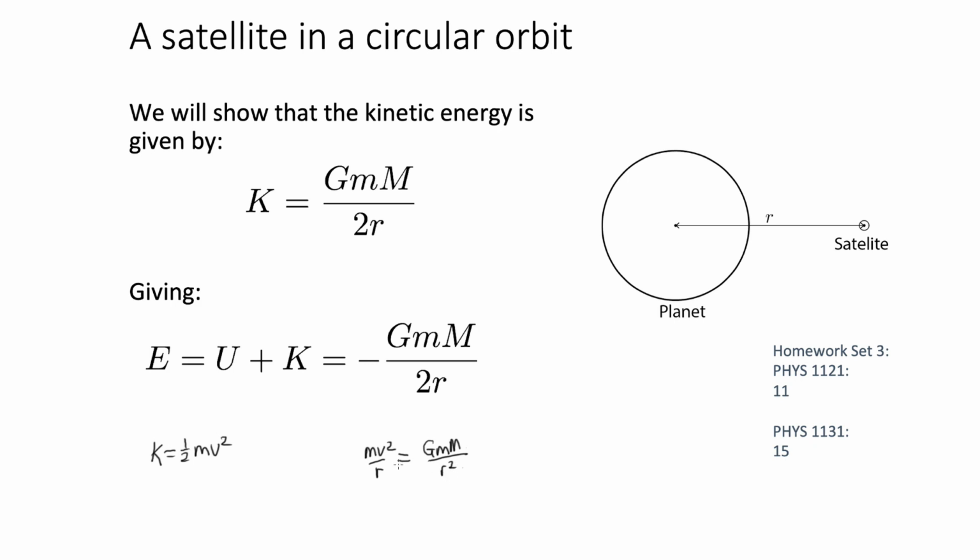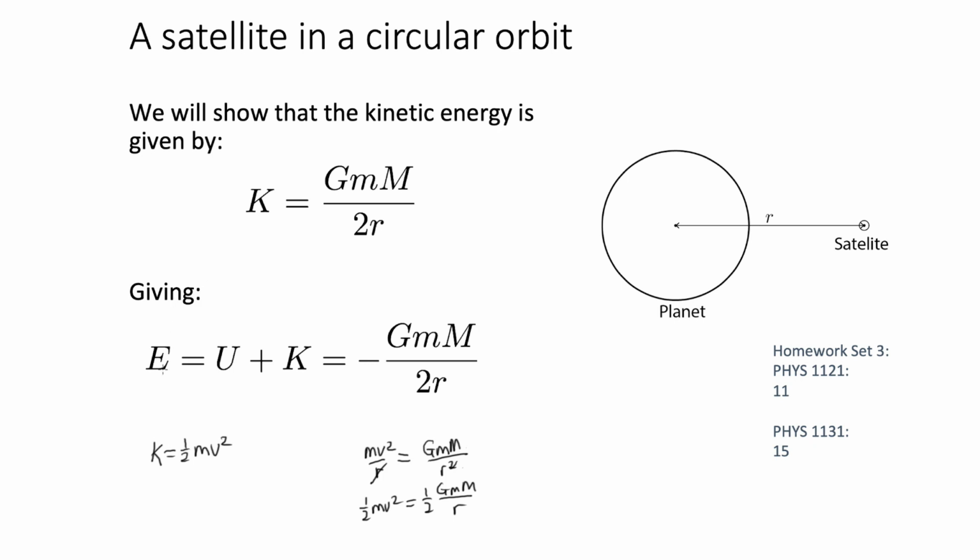So rearranging this, we can cancel out this r with one of these r's, and we can then multiply both sides by a half, and we get ½mv² = ½ G M m / r. So this here is the kinetic energy. So we can see that the kinetic energy is given by G M m / 2r.